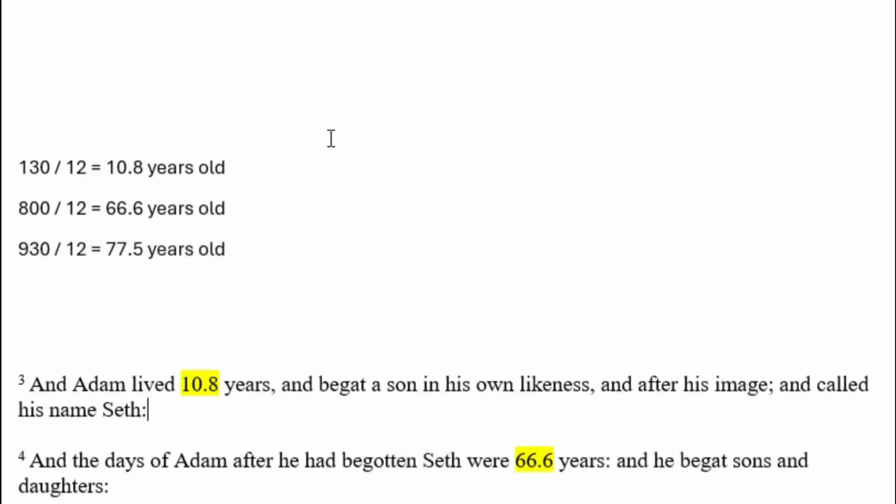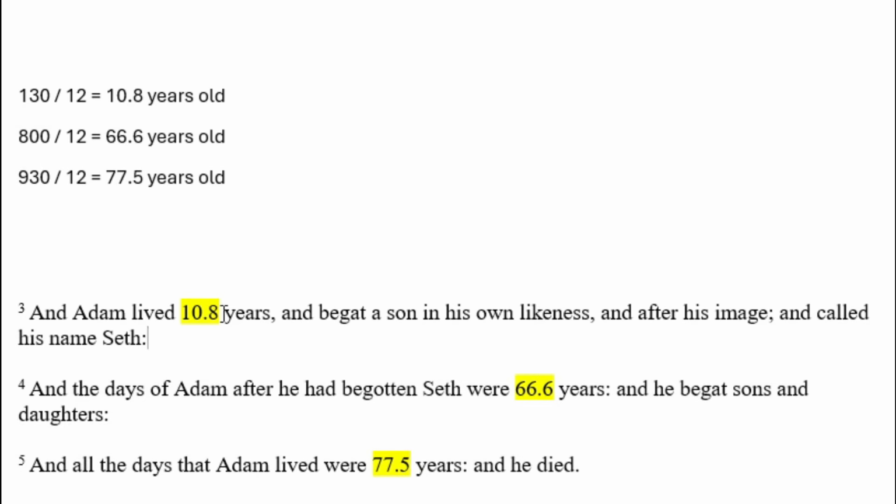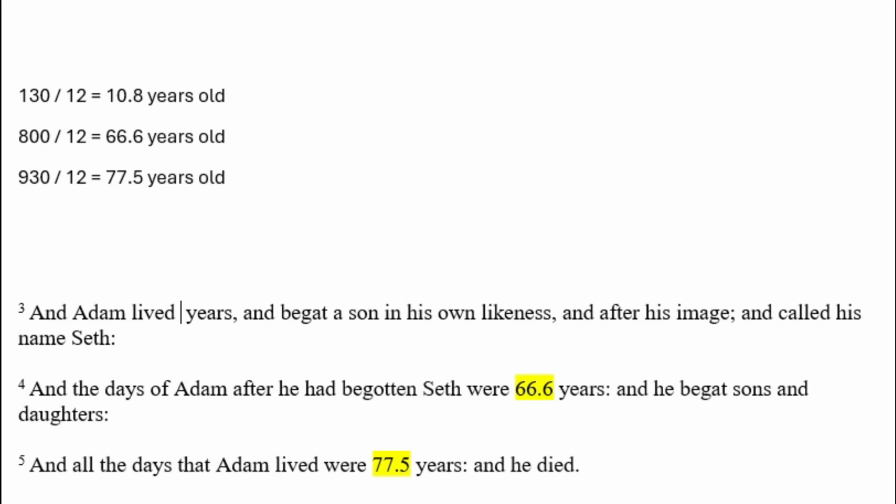Okay, and then by the same token, if you were to say, well, 10.8 is too young, I'm not going to do that, we won't convert that one, we'll leave that one at 130 years. That would mean that he was 130 years old when he had his son, and then he was younger when he had more sons and daughters, and still he was younger when he died. It's obviously not going to work.